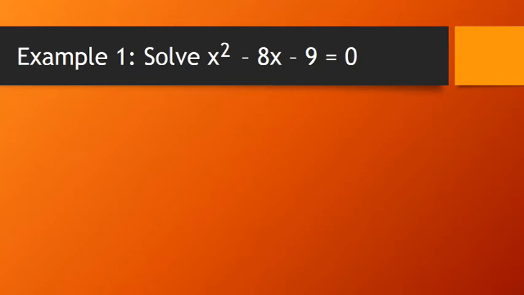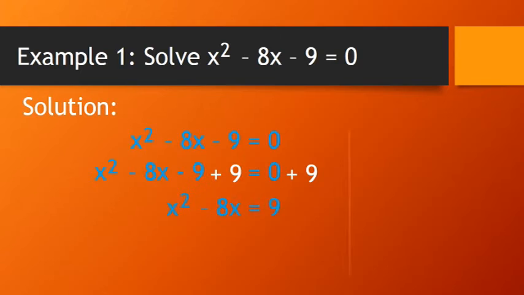Example: let's say we have x squared minus 8x minus 9 equals 0. Copy the original equation. We have x squared minus 8x minus 9 equals 0. Add 9 to both sides of the equation. We have x squared minus 8x equals 9.